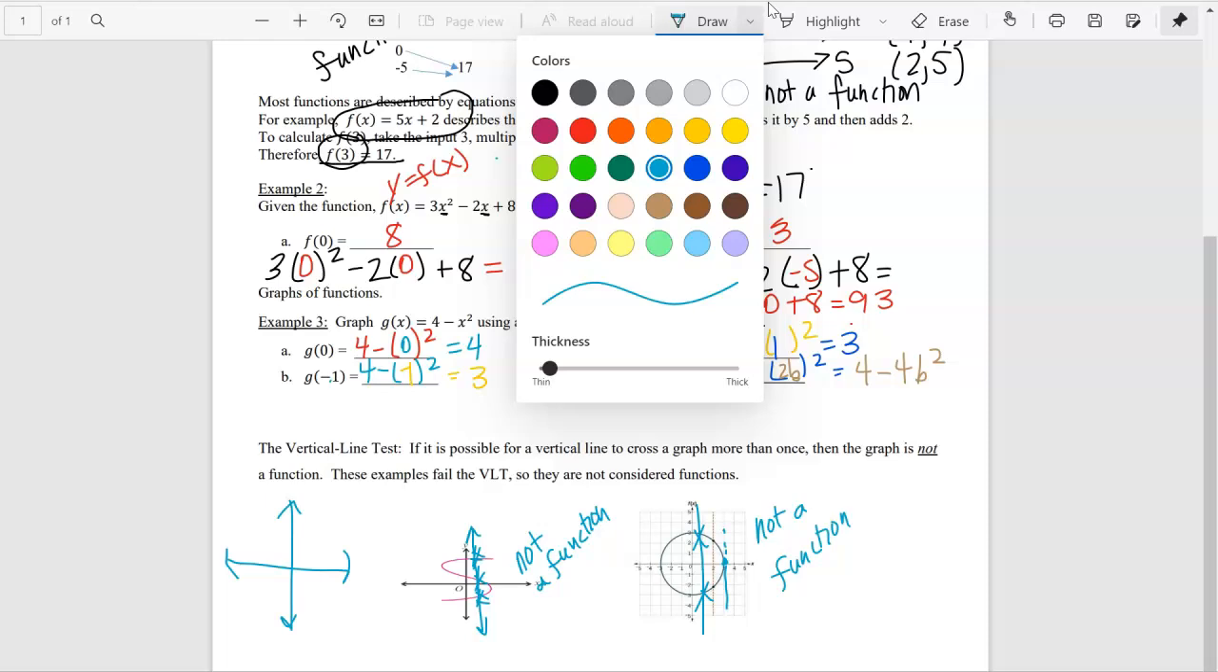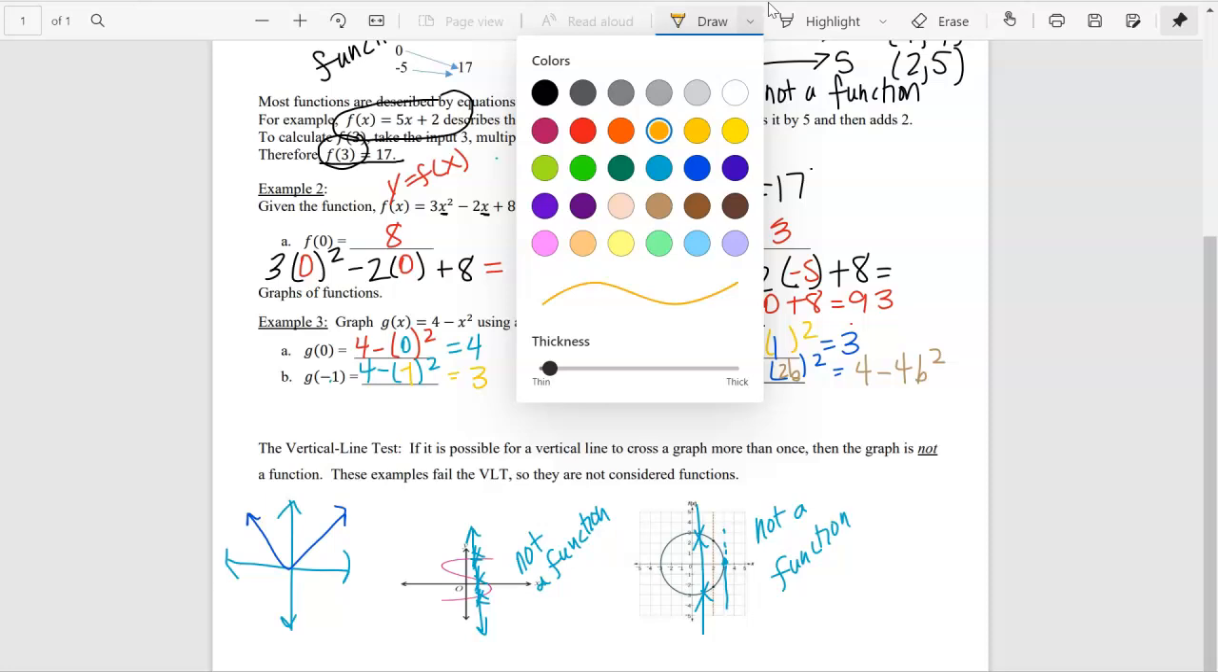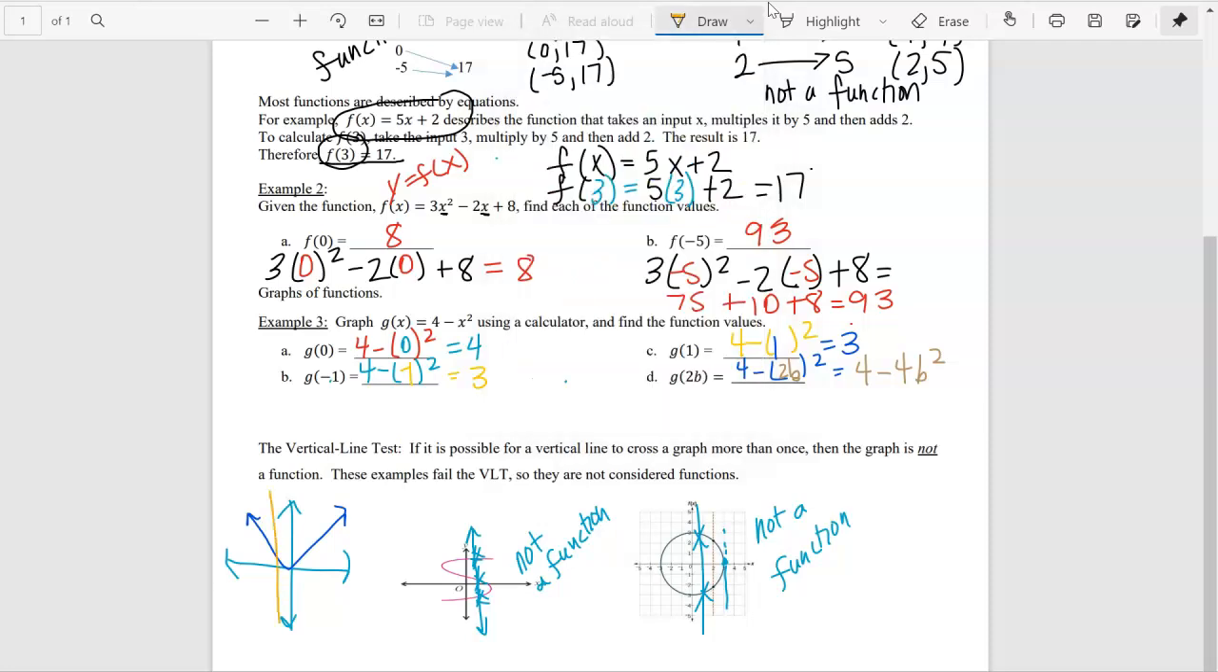So an example of something that is a function might look something like your absolute value function that we've been working on, which makes a V this way. And if I draw a vertical line, it doesn't matter where I draw it, it's only going to touch that blue one time. So this is a function. And that's the end of 2.2.